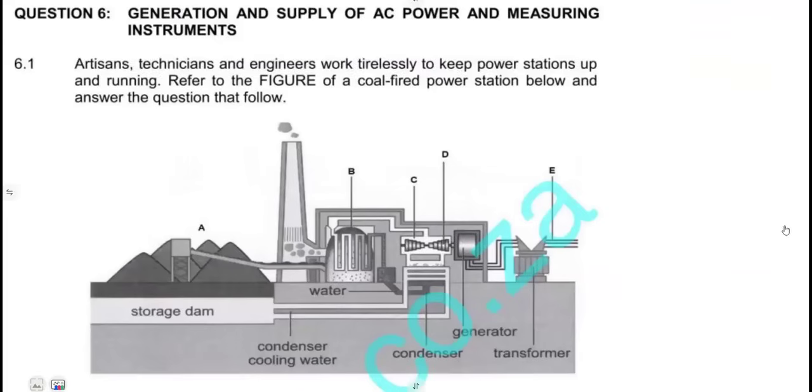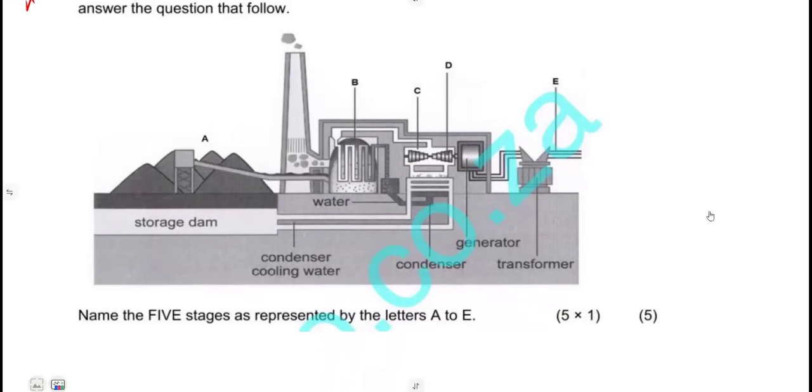All right, let's move on to question number 6. Generation and supply of AC power and also measuring instruments are there. So 6.1, artisans, technicians, engineers work tirelessly to keep power stations up and running. Refer to the figure for the coal-powered station below and answer the following questions. Name the 5 stages represented by letters A to E. So which stage has a storage dam? This is A. That's our coal storage.